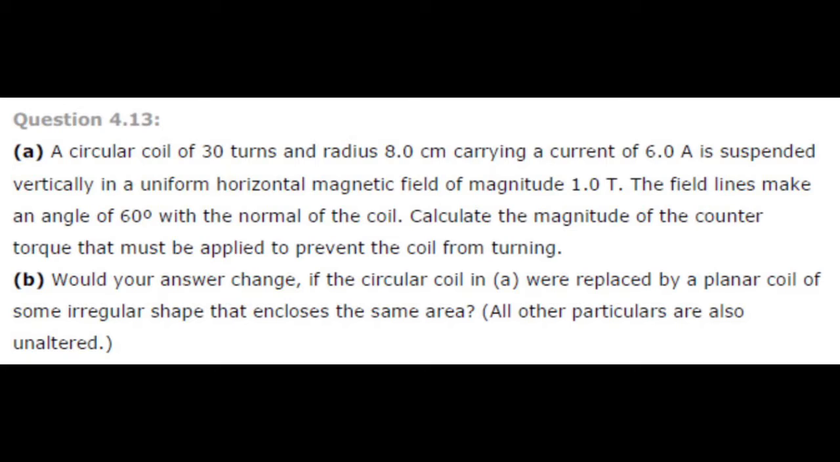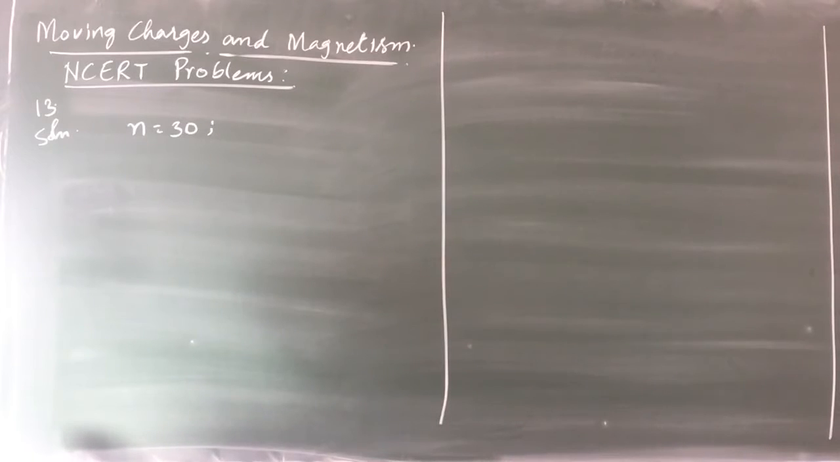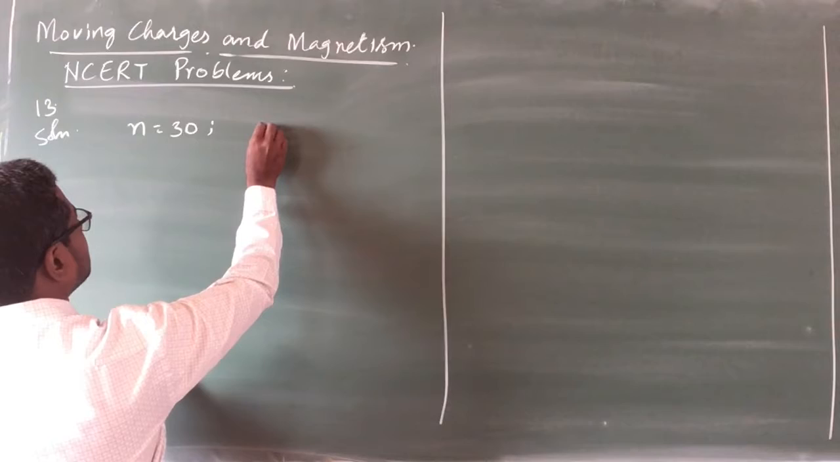And in part B, would your answer change if the circular coil were replaced by a planar coil of some irregular shape? And it has the same area. N is 30 and radius is 8 centimeter.